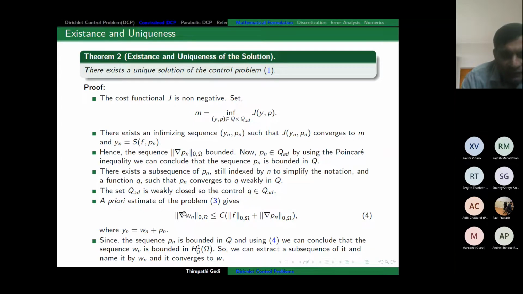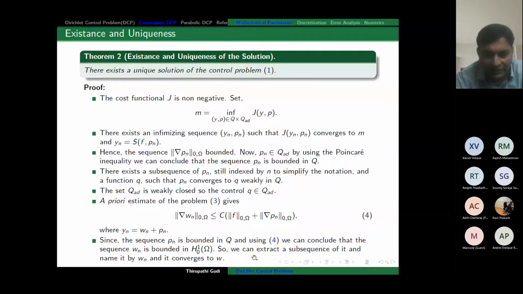Then we need to see about the state. Yn and Pn satisfy a PDE. Yn is written as Wn plus Pn. Wn can be proved to be bounded. The bound is given by this, for all n. So this will be bounded, and hence Yn will be bounded. Wn is bounded because this is an H10 function.